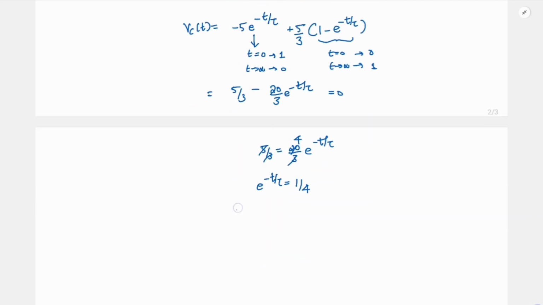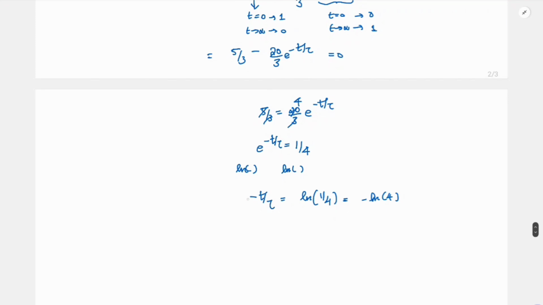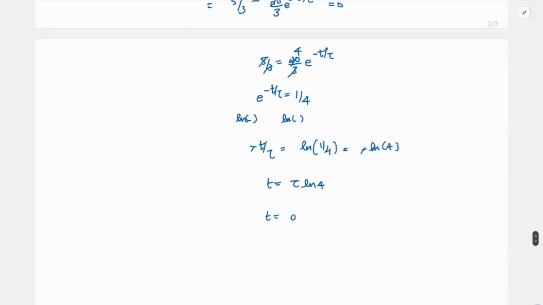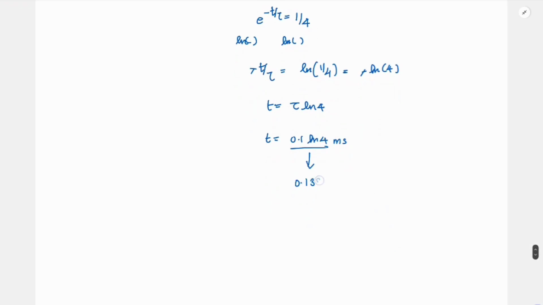So if you take ln on both sides, what you will have? You will have minus t by tau equal to ln of 1 by 4. Ln 1 by 4 is nothing but minus ln 4. And minus minus you can cancel. So t is equal to tau ln 4. And your tau itself was 0.1 milliseconds. So your t is equal to 0.1 ln 4 milliseconds. So this you can calculate using your calculator. And it comes out to be 0.1386 milliseconds. And they have asked us to round it off to 3 decimal places. So we should write 0.139 milliseconds. Okay. So this will be my answer.